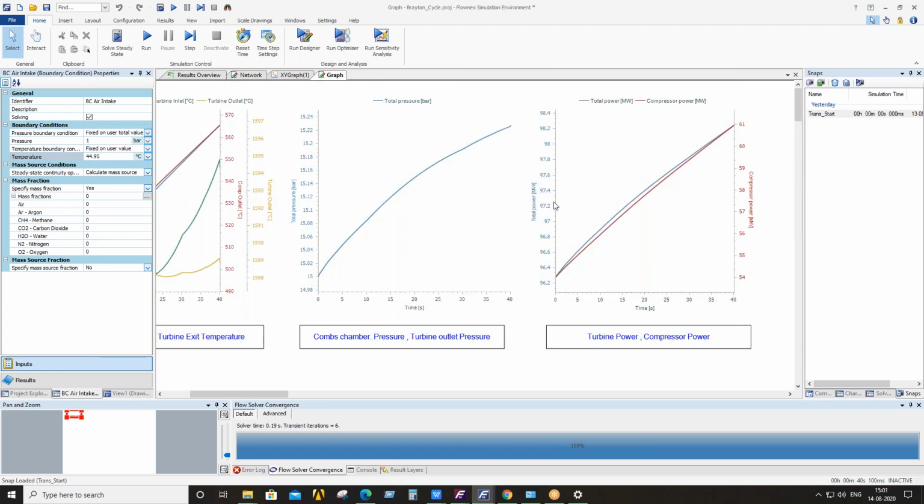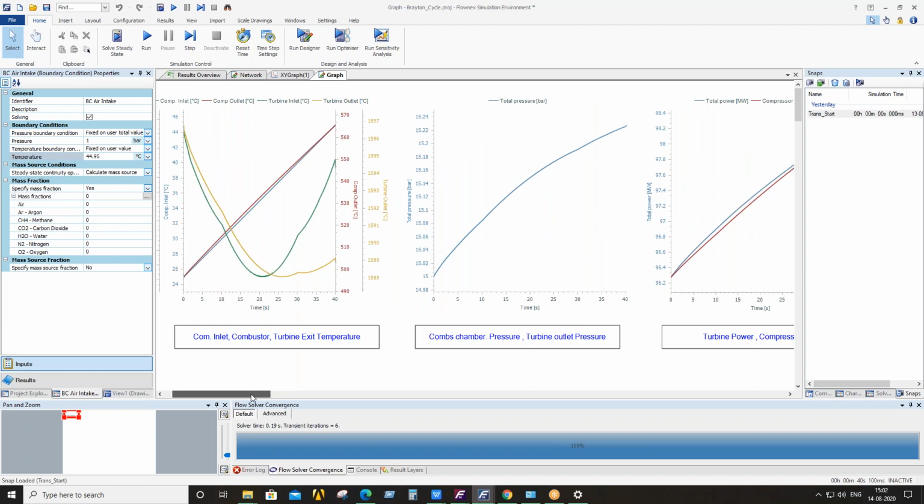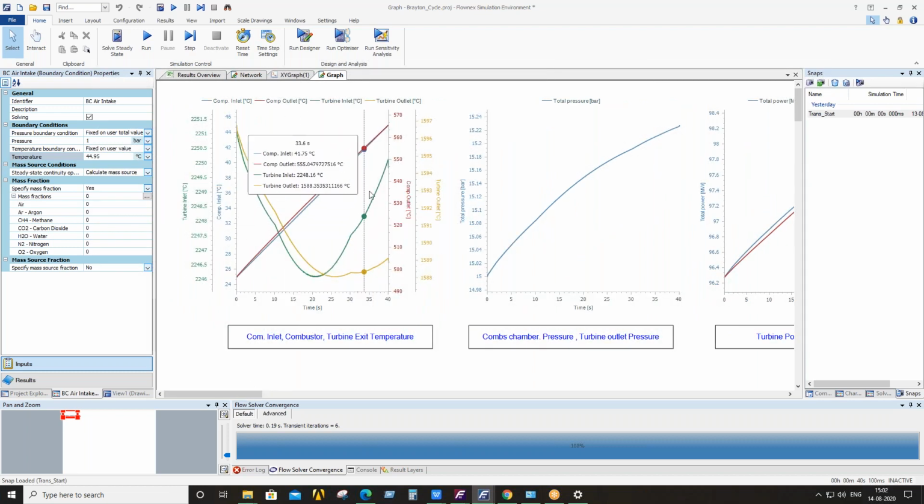So this blue line represents the turbine power output, and the red line represents the power consumption of the compressor. You can see that as the density of the outside air reduces, the compressor, which was initially taking 54 megawatt of power, does more work on the air, so its power demand also increased from 54 to 61. So there is around 6-7 megawatt of additional power demand for the compressor. Here you can see the temperature for the turbine inlet and the combustion chamber.